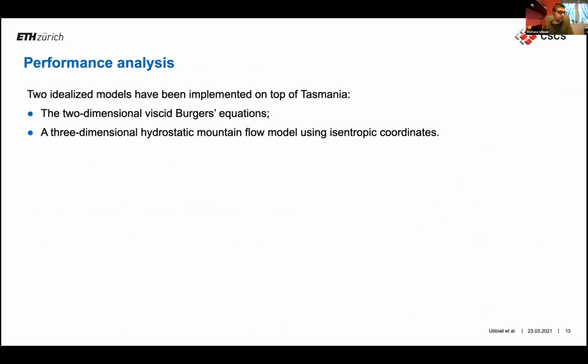And then we can look at some performance figures. So far we have implemented two models on top of Tasmania, two idealized models. One is the two-dimensional Viscous Burgers equation, so a set of advection-diffusion nonlinear equations. And then we have a mountain flow model in isentropic coordinates, which is fully three-dimensional and which is quite representative of full-fledged models, but still way more manageable.